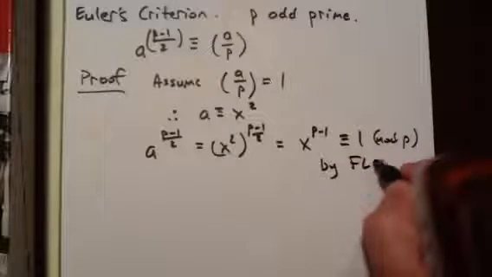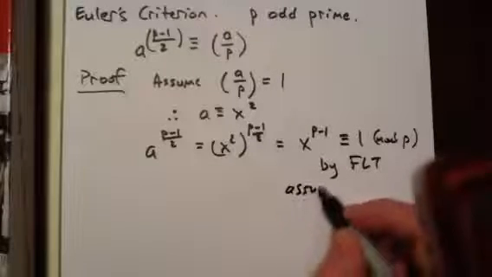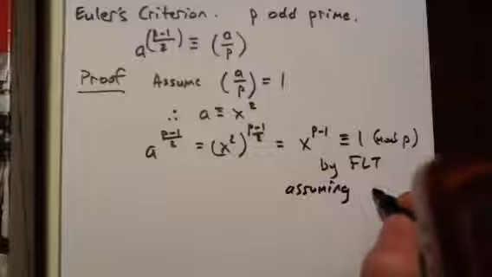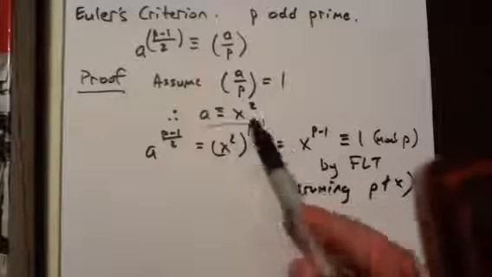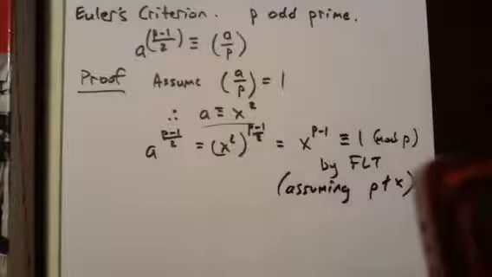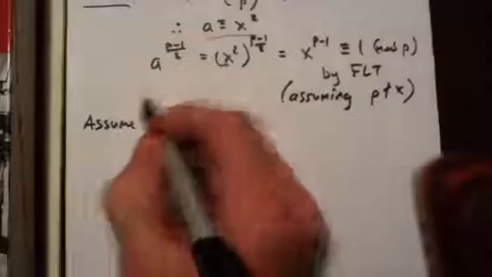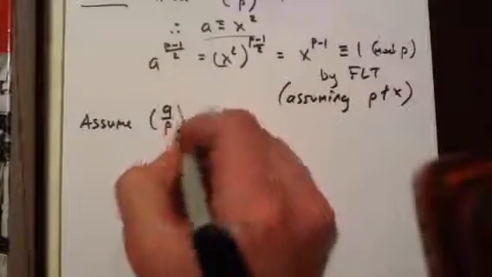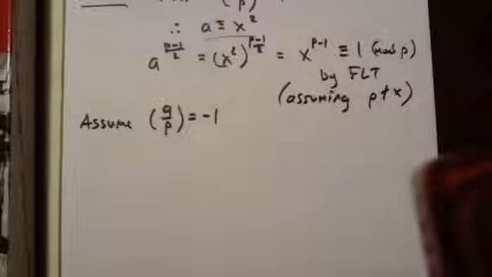by Fermat's little theorem. This is, of course, assuming that p does not divide x, and this is true because of this equation. p can't divide x because p does not divide a. Okay, and that proves half of it. Now let's assume a over p is minus 1, so we've got to show that a to the p minus 1 over 2 is negative 1 in this case.